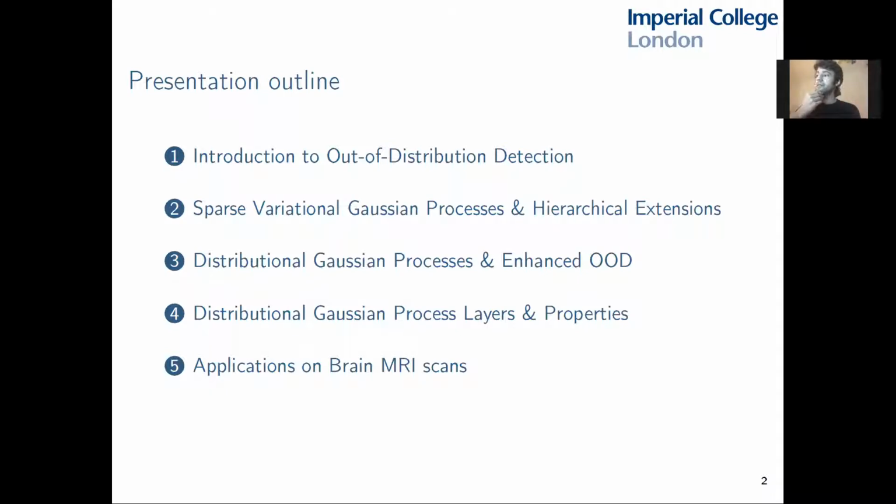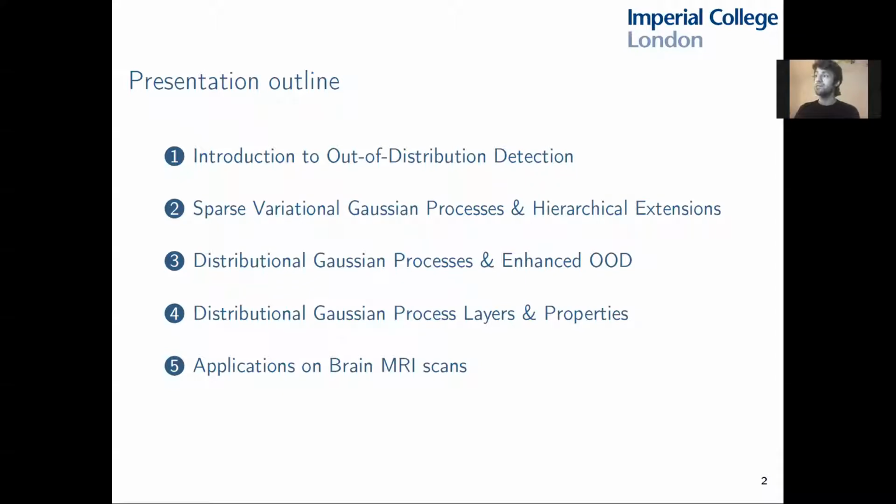We're going to start with a brief introduction to out-of-distribution detection and what it means to be an out-of-distribution example, and we're going to see some drawbacks of using neural net-based methods for out-of-distribution detection. Then we're going to propose using Gaussian processes instead and see what some challenges in using them are.